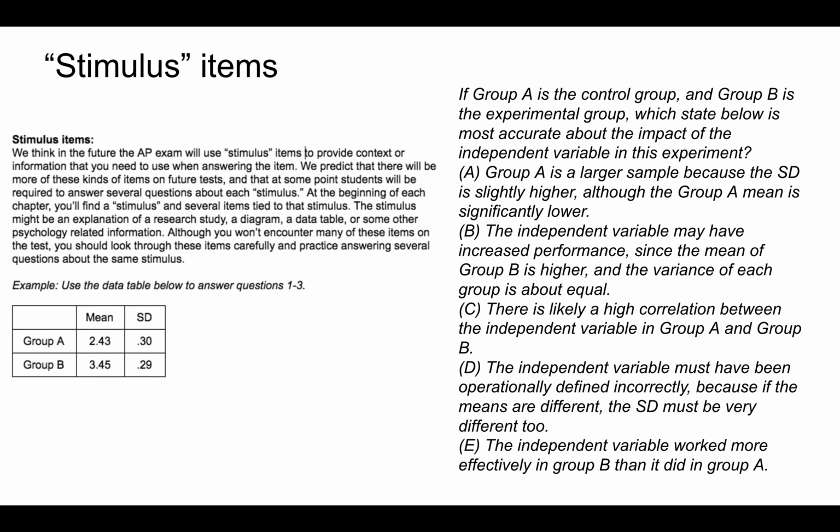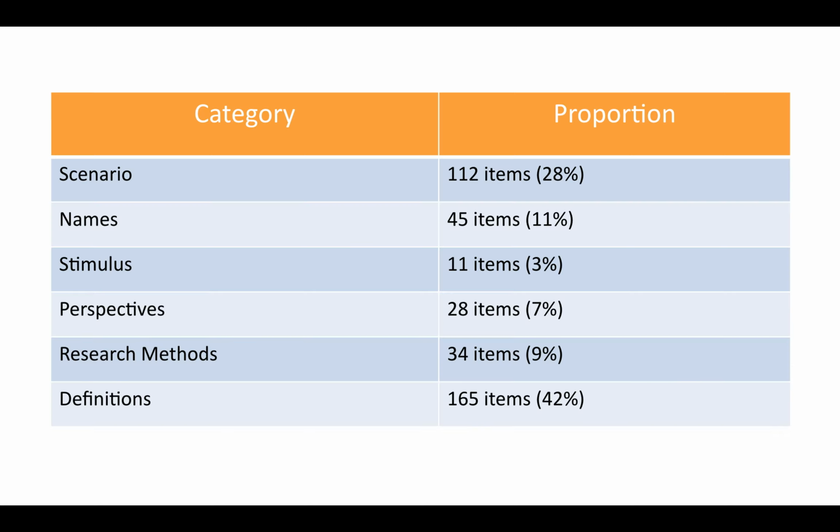And then finally, stimulus items. We found some items that all relate to a specific stimulus. The way this is done on the test is the students are given a stimulus, which might be a paragraph of text, a picture, a data table, or a graph, and then students are asked a series of questions about that stimulus. We think we're going to see more stimulus items on future exams, so we included plenty of stimulus items for you to practice in this book.